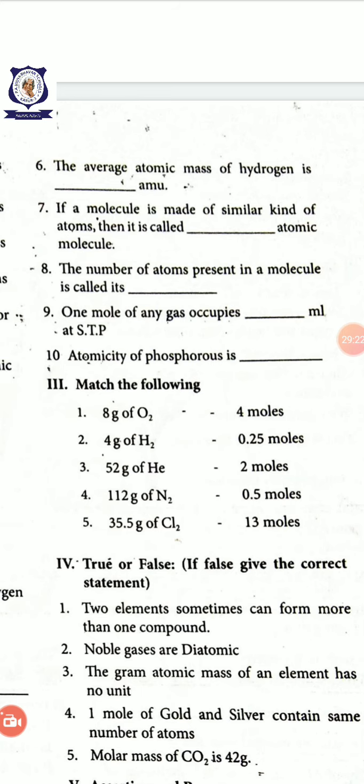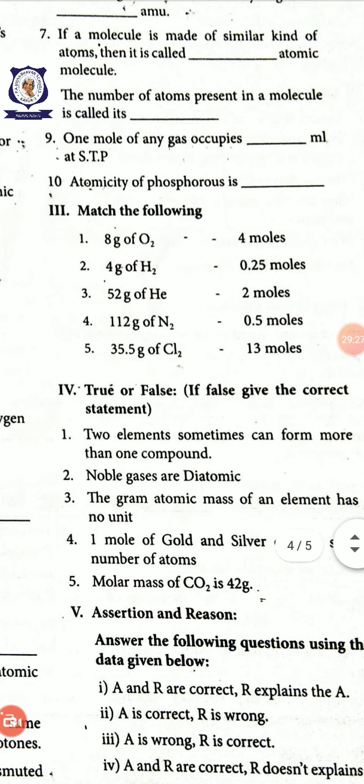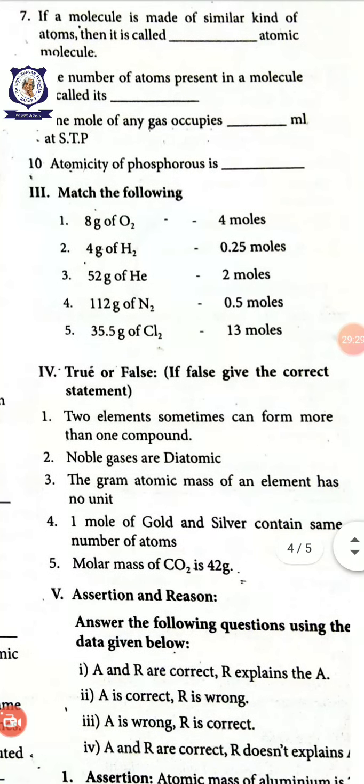Atomicity of phosphorus is 4. Already we have studied in our last class itself the match the following. Then true or false. Two elements sometimes can form more than one compound.